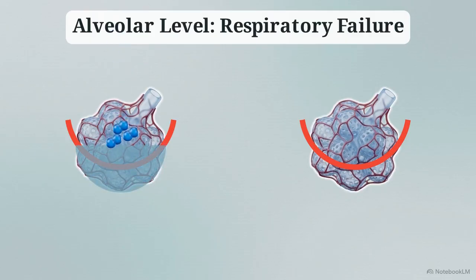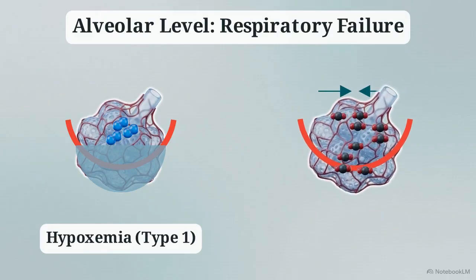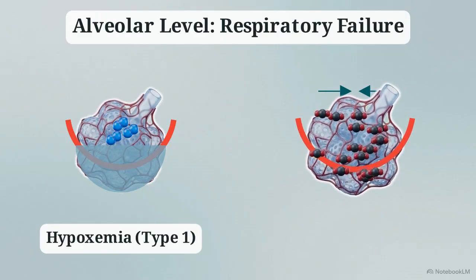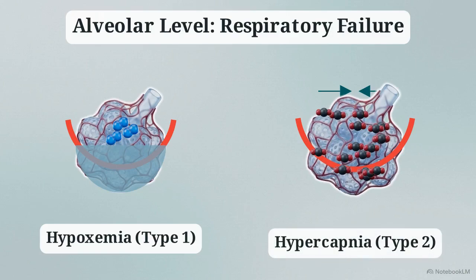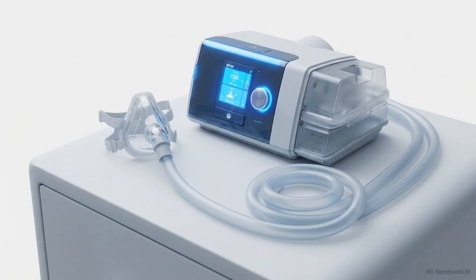On the left, we see a gas exchange issue. Oxygen molecules are blocked by fluid or collapse, struggling to cross into the capillary. This is hypoxemia. On the right, the alveolus is physically overwhelmed, dense with trapped CO2 because the lungs aren't moving enough air to flush it out. This is hypercapnia. To fix the failure, you have to name it accurately. The specific microscopic derangement completely dictates which machine you bring to the bedside.